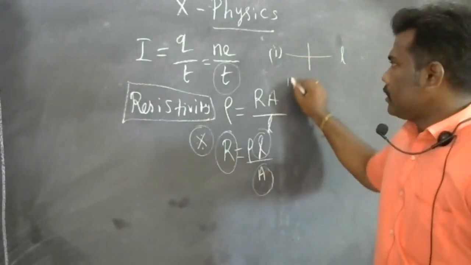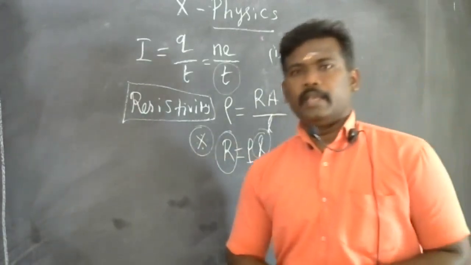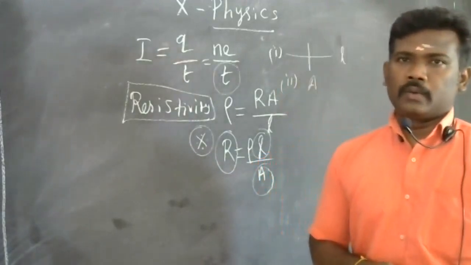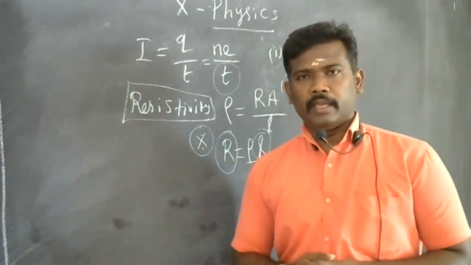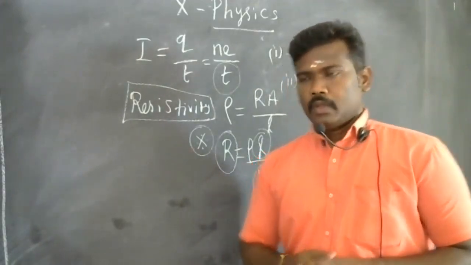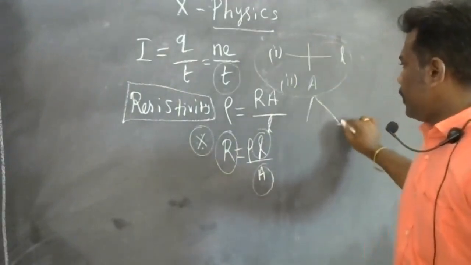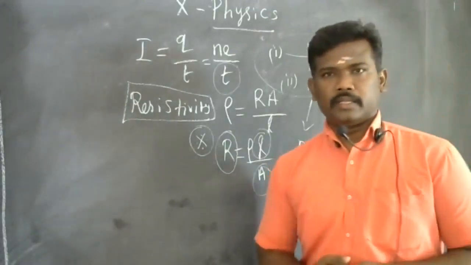And another way is if you are changing the area. There are only two possibilities for asking that question. One is changing the length, another is changing the area of cross section. So if you are changing L and A, what will happen to the value of R and what changes are produced in the resistivity?